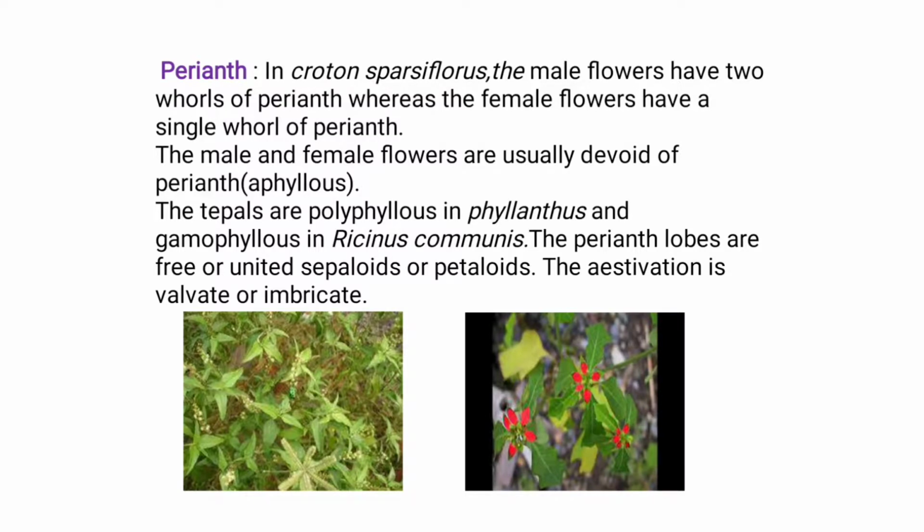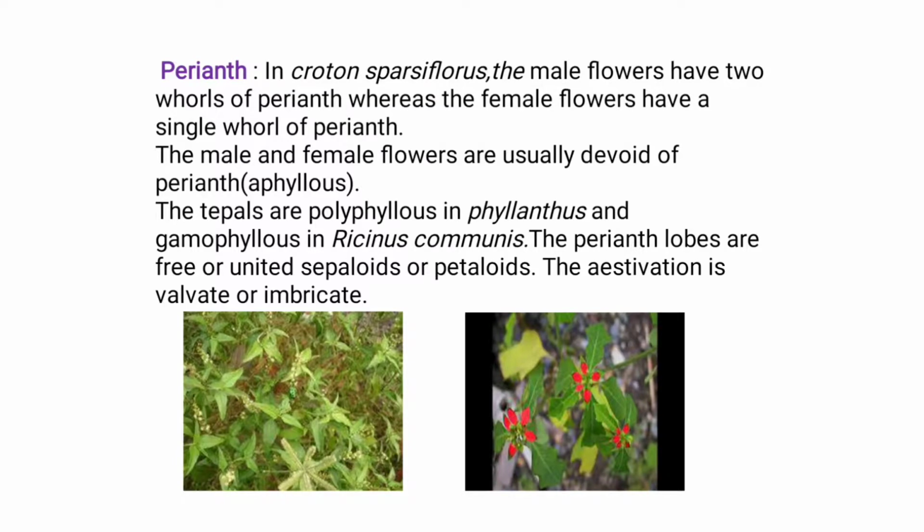And the perianth lobes are free or united, sepaloid or petaloid. It means the calyx and corolla are sepaloid and petaloid, either free or fused together. The variation is shown in different plants. The estivation is generally imbricate and valvate. It means they are arranged in a single row. They are known as valvate estivation and imbricate estivation.